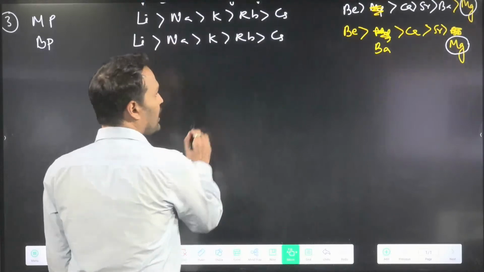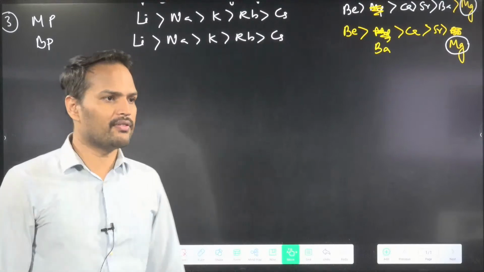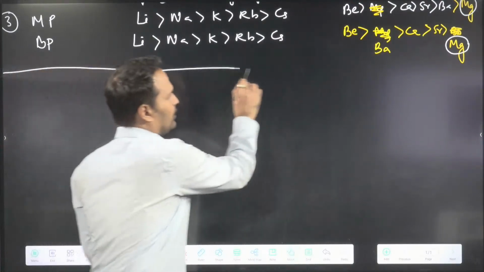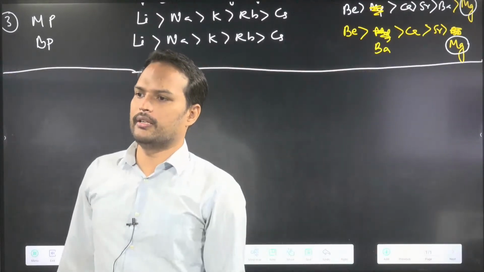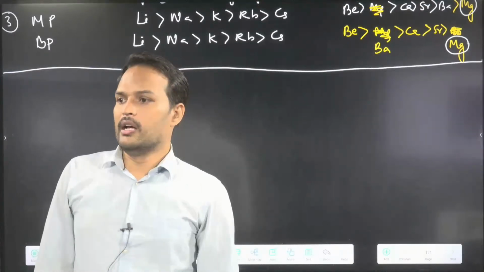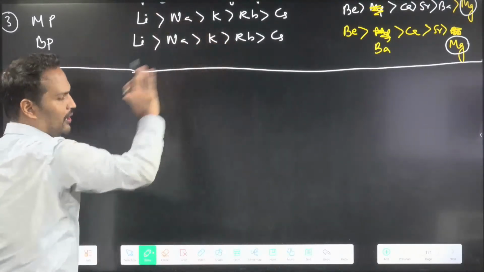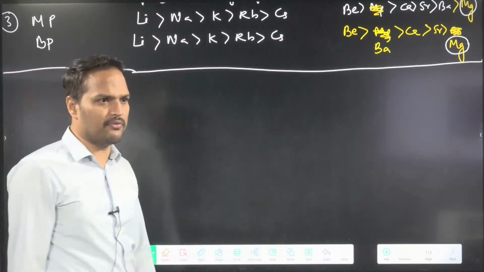Clear, done. Acha, we have studied the flame test. Cesium was blue color, and apple green for barium. Okay? So done. This one part of the S block is done. You can say we have studied atomic properties and physical properties.